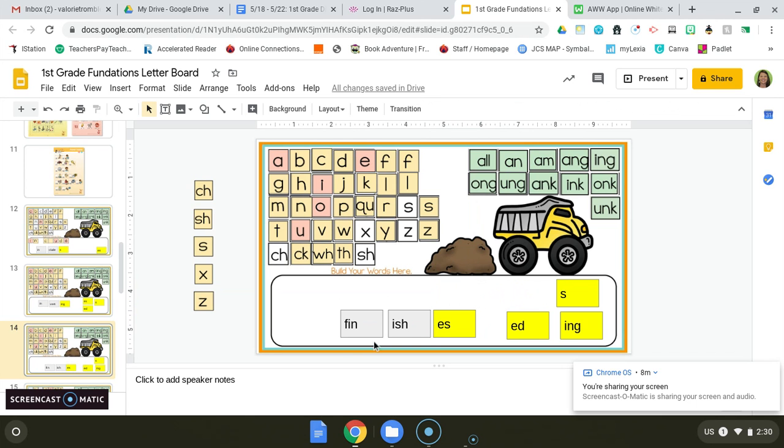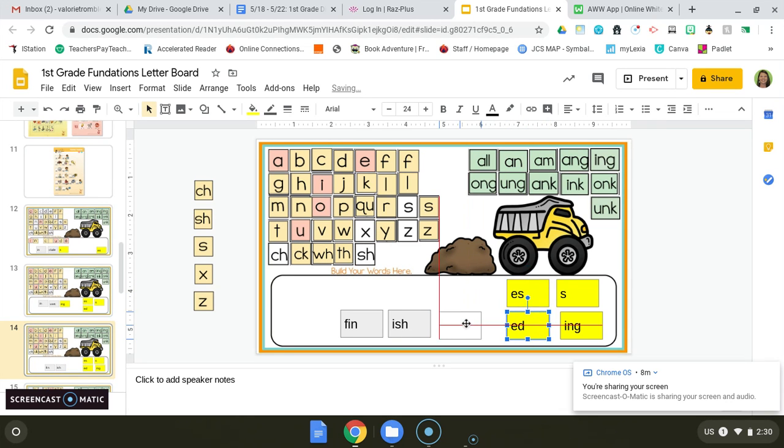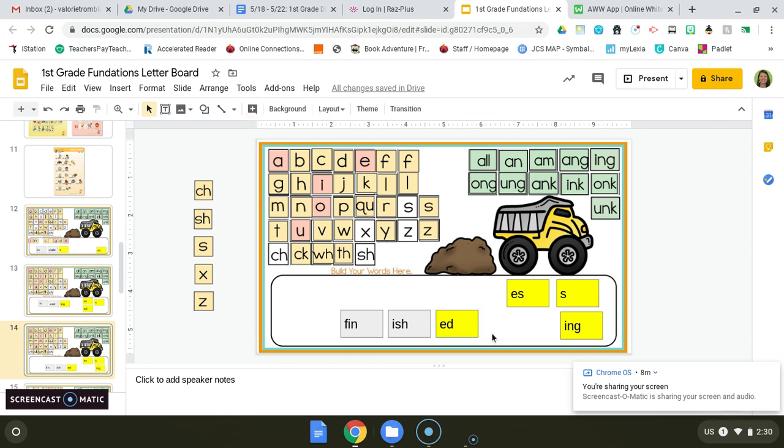What's my base word? Finish. And my suffix or my ending is es. Finishes. What if I traded that for a different suffix or a different ending? My base word is still finish, but now I added a suffix ed to the end. What's my new word? Finished. I finished my work yesterday. What's the base word? Finish. And my suffix is ed.